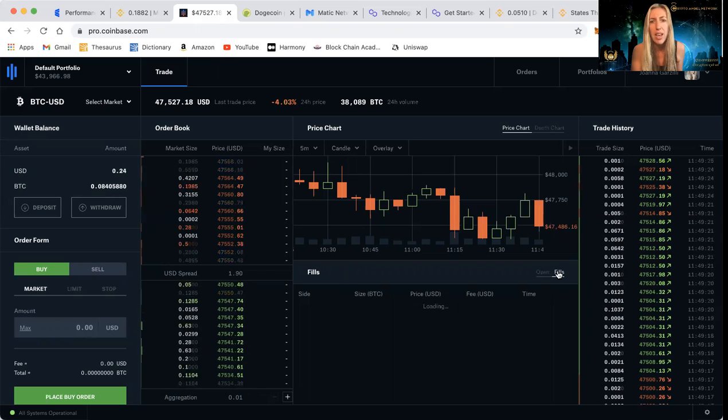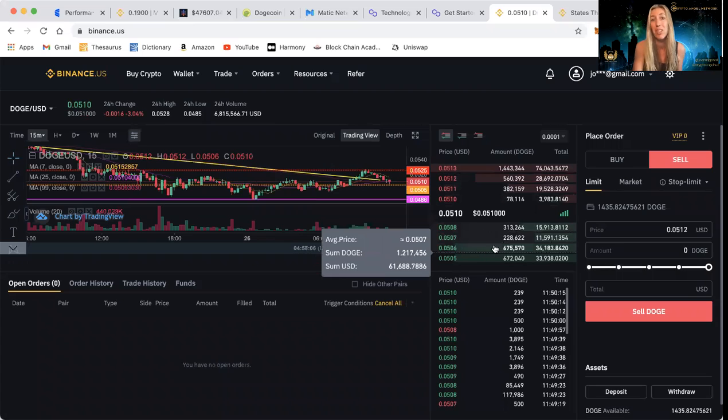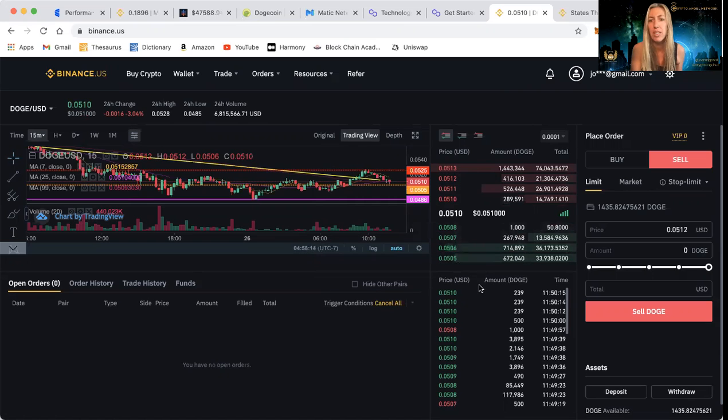And that's where you go here and it'll show you where your filled orders are. But Coinbase is just going super, super slow right now. But at least you can see the difference in finding what exchange you like. Well, Coinbase doesn't do Dogecoin on Pro, so that is why I am on Binance US with this. So I'm using different exchanges, but my exchanges of choice are Coinbase Pro and Binance US.